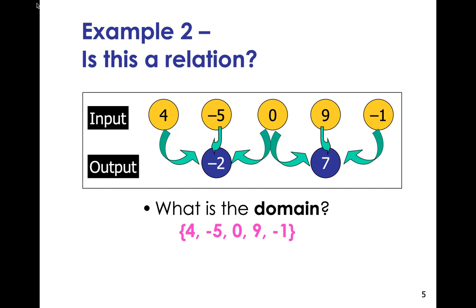What is the domain? Again, the domain would be all of the x values, which can also be said as the input value. So all of the things that are being input would be our domain. So those are the yellow circles that you see above. And the y values are also known as the output values. So the output values would be -2 and 7. As you can see in this example, you do not have to have the same number of input values or output values, meaning there can be more numbers in the domain than in the range and vice versa.